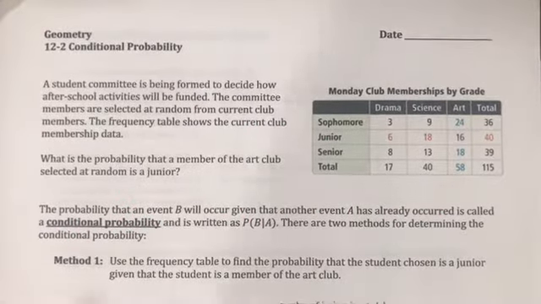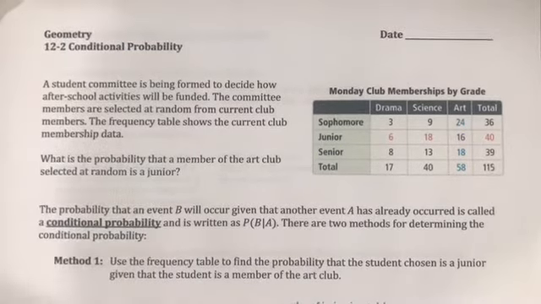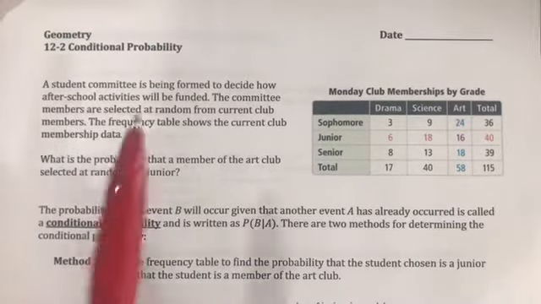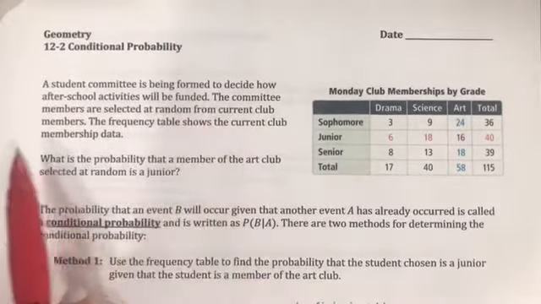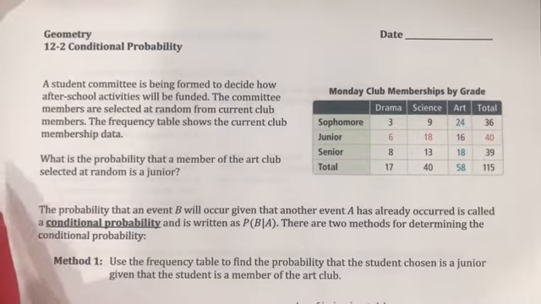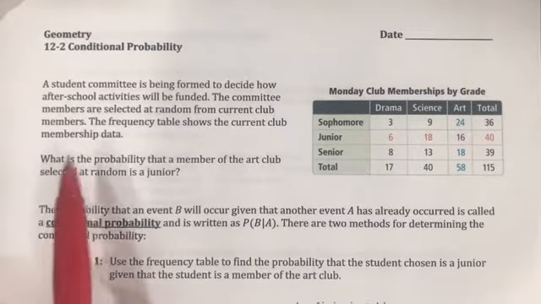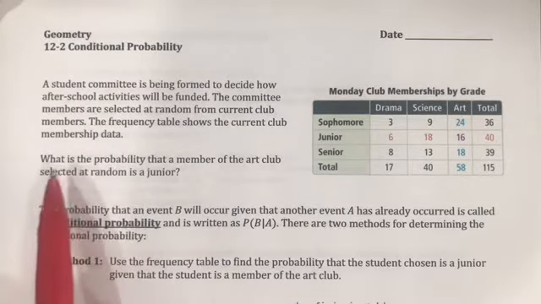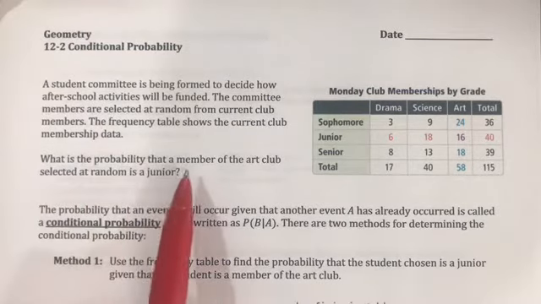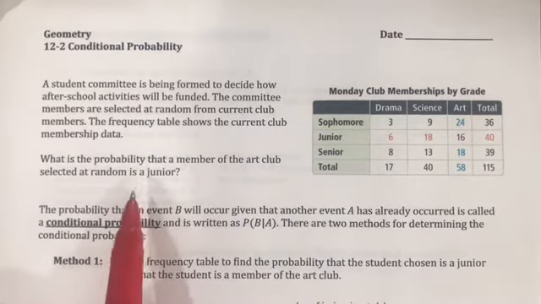Hi everyone, today we're going to talk about section 12.2, conditional probability. A student committee is being formed to decide how after-school activities will be funded. The committee members are selected at random from current club members. The frequency table shows the current club membership data. What is the probability that a member of the art club selected at random is a junior?